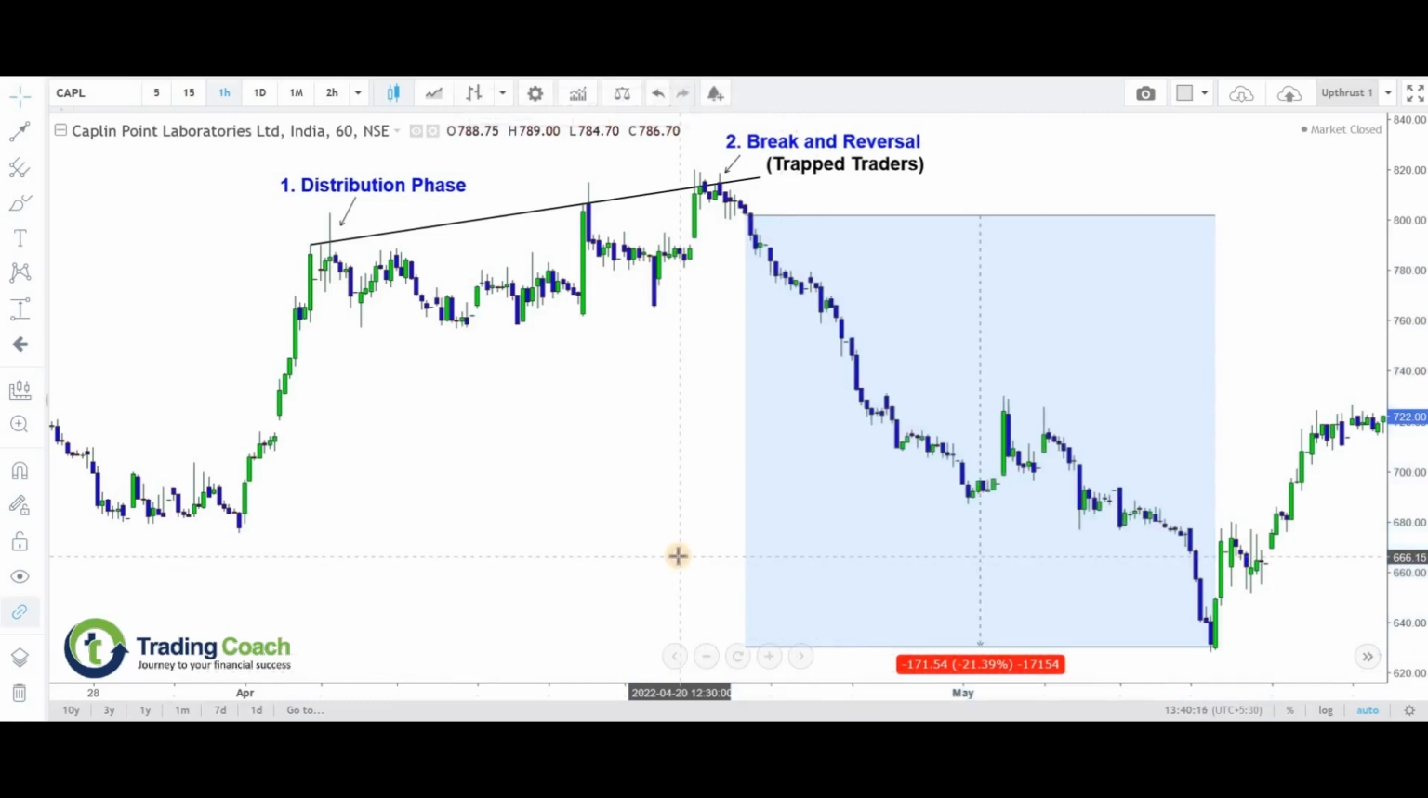Another brilliant trading strategy given by Richard Wyckoff. All right. So this is what we call an upthrust. So let us just quickly review what are the points you need to consider.